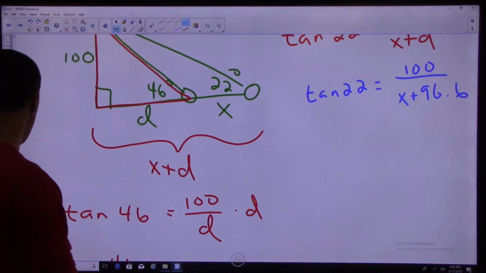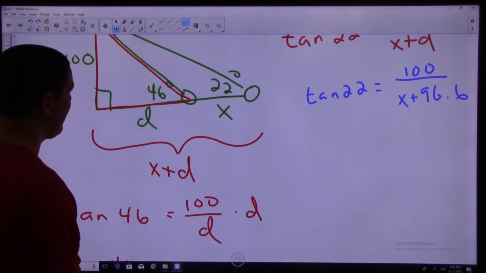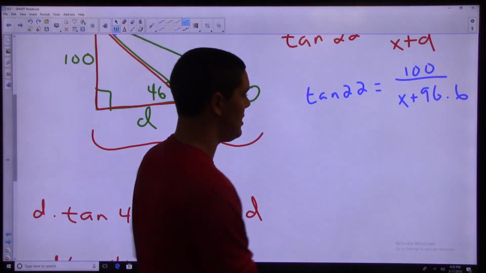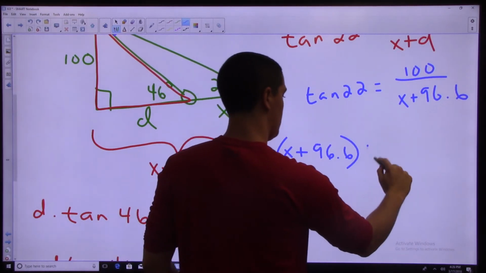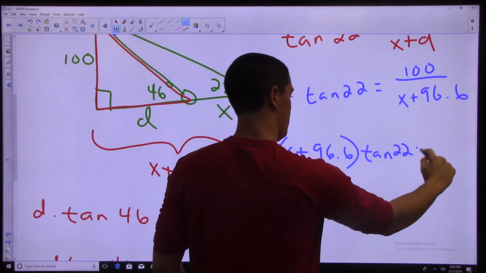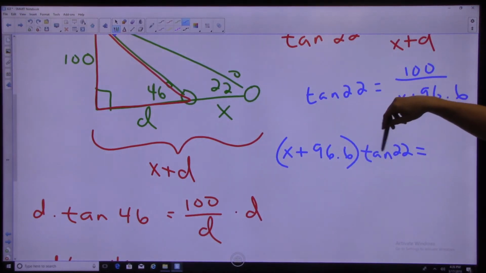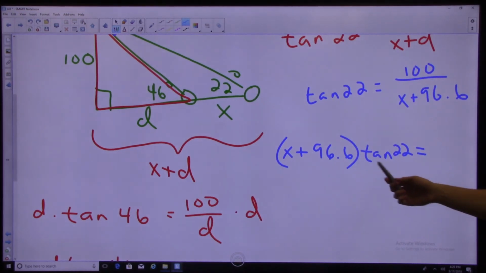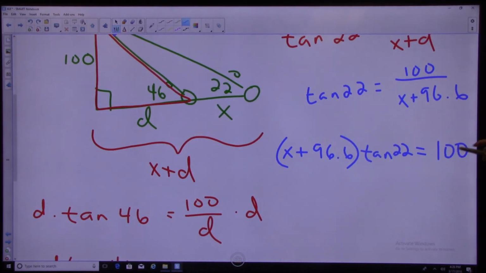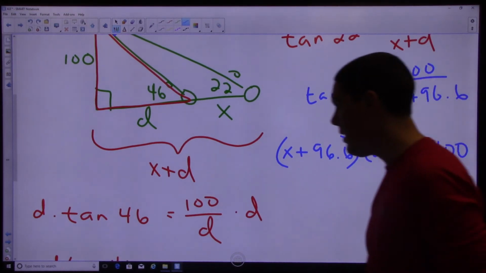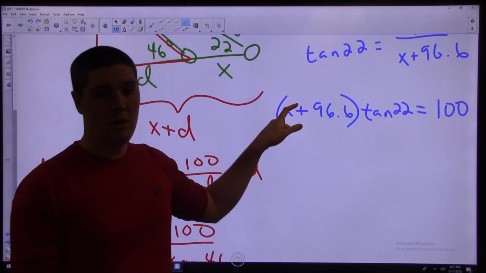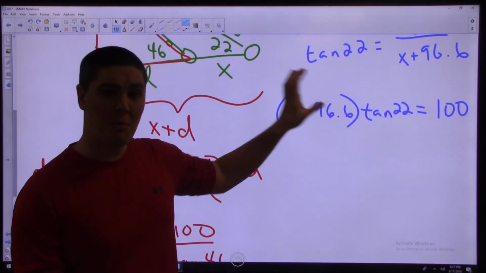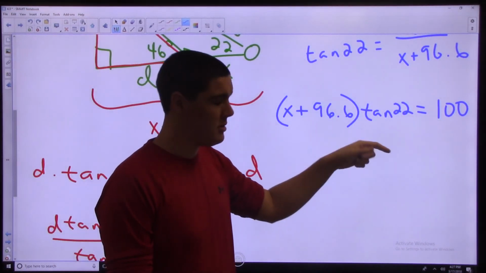Well, we multiply. So I'm not going to have much room to show this, but I'm going to multiply both sides by x plus 96.6. So I multiply that side by x plus 96.6. And then we got times tangent 22. And that's equal to 100. Because when I multiply this side by it, it's going to cancel the denominator. Okay, that's why we chose to multiply by it. So now from here, you could distribute the tangent of 22 if you want to. I'm not going to stop you from doing that, but I'm going to choose to do something different.